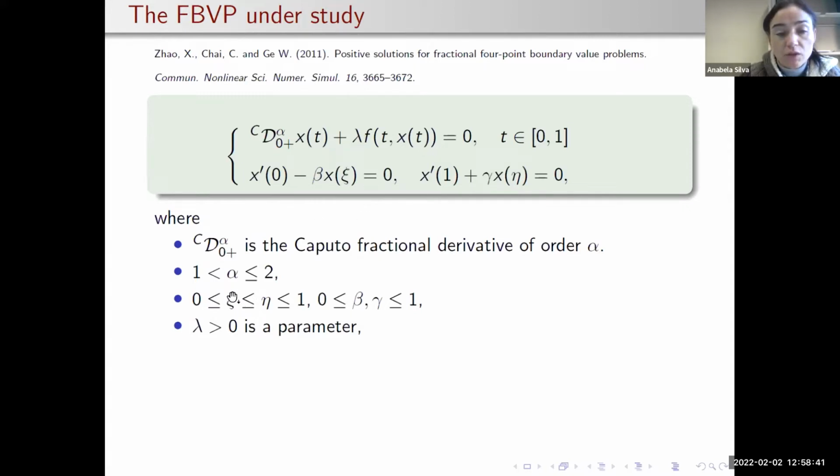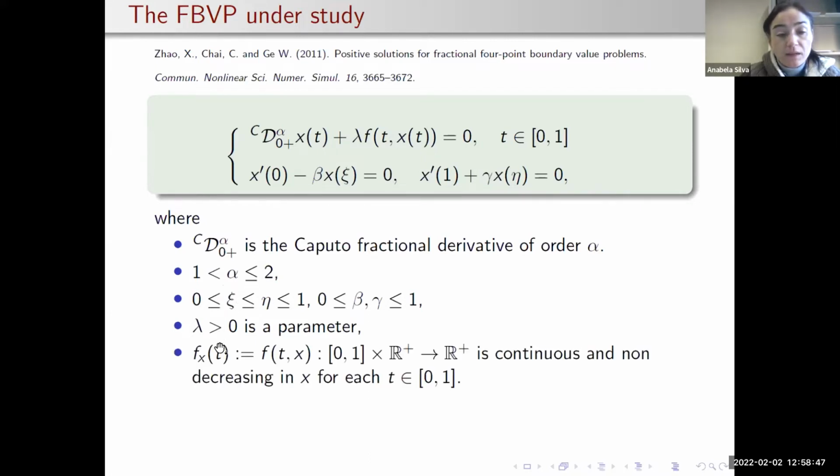We have this particular condition that Xi is less than or equal to eta. The function f is a continuous and non-decreasing function for each t between 0 and 1. t between 0 and 1 is the interval that we consider. x that appears in here is a positive function.